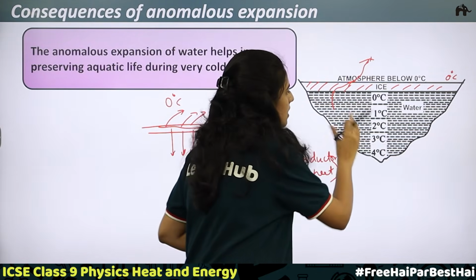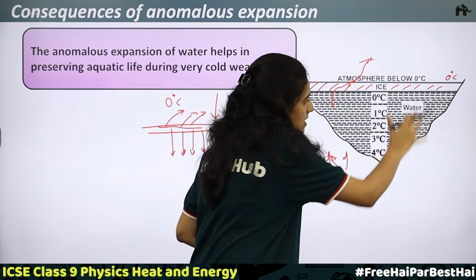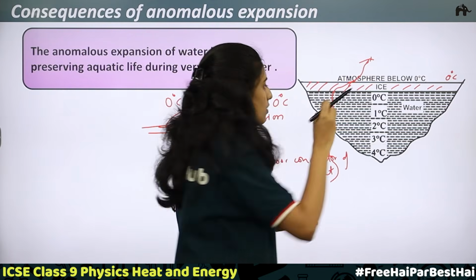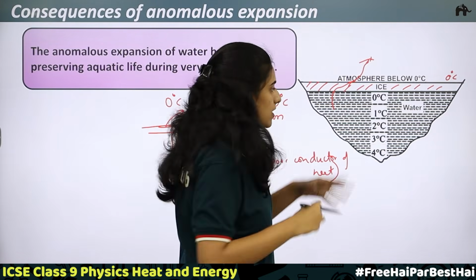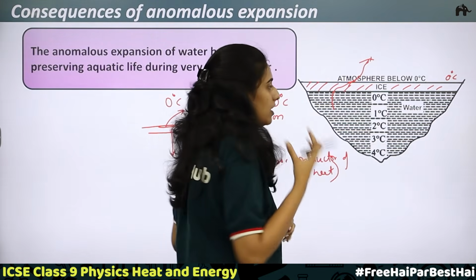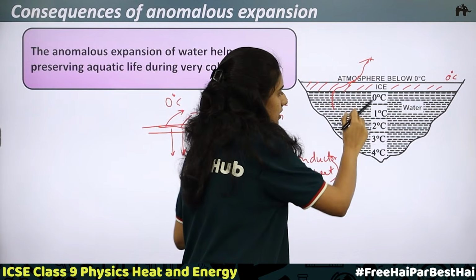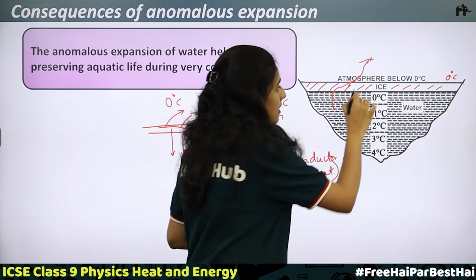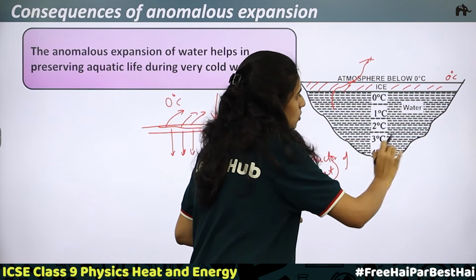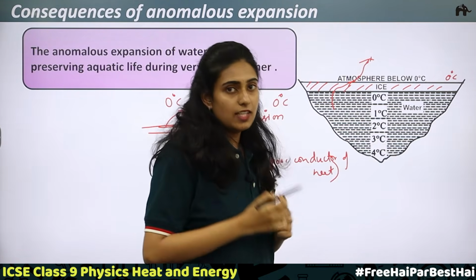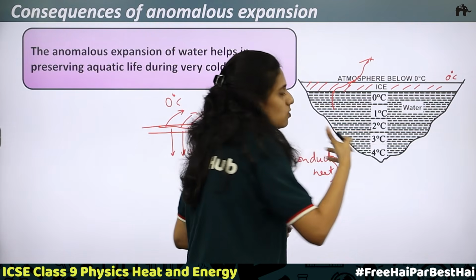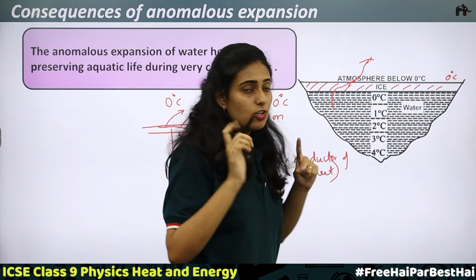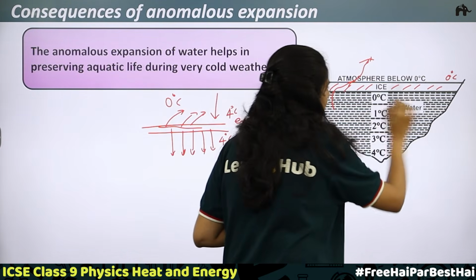Here in the below layers, in the water bodies, there will be aquatic life: fishes, aquatic plants, etc. So this aquatic life will be preserved. Why? Because if all of this water turns into ice, then the aquatic life will freeze and they will die. But here what is happening? Only the top layer we have ice.